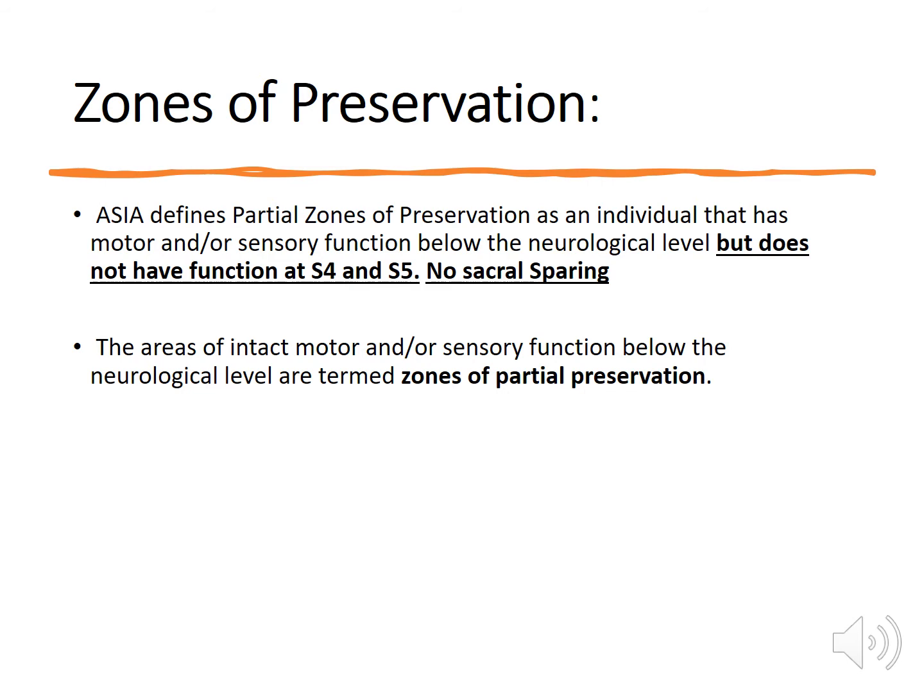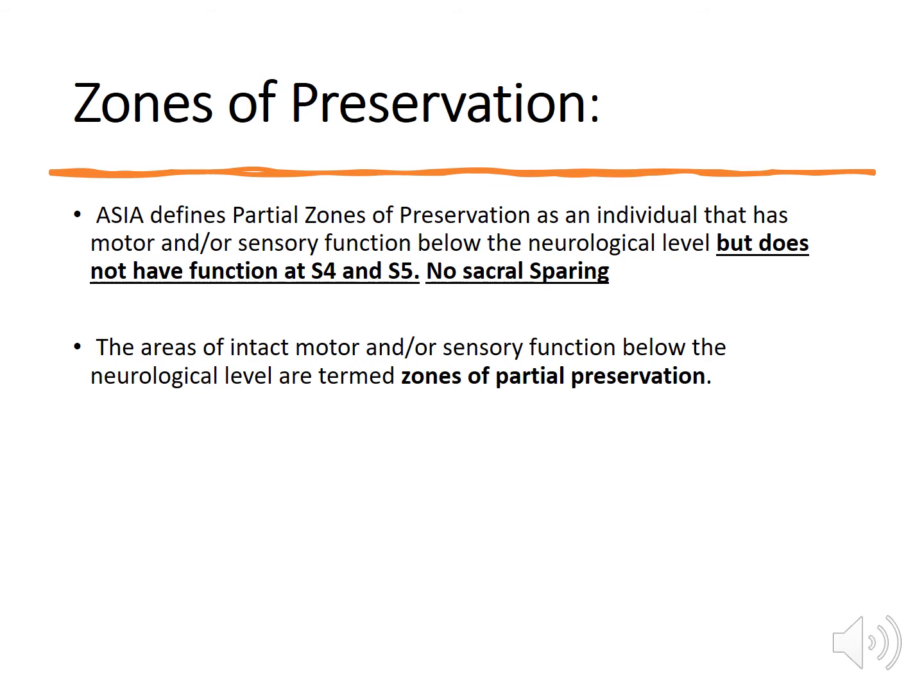All right, and then we have zones of preservation, or zone of partial preservation, which typically applies to incomplete spinal cord injuries. As you know, an incomplete spinal cord injury is classified as having motor and or sensory function below the neurological level, but it also has the presence of sacral sparing, because there is sensory and or motor function at S4, S5.